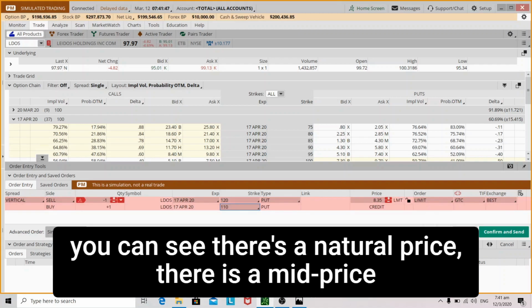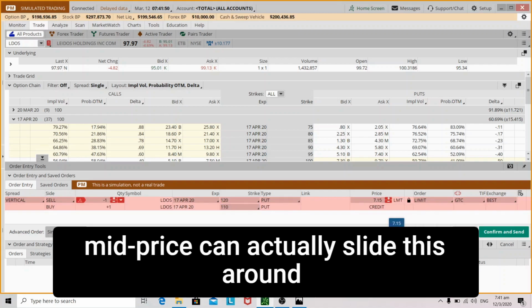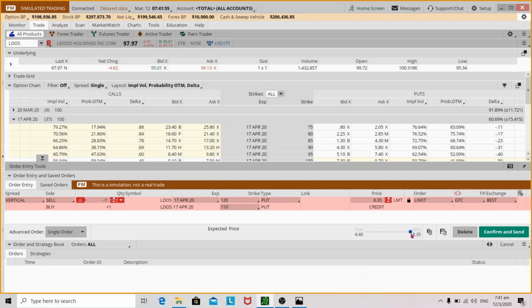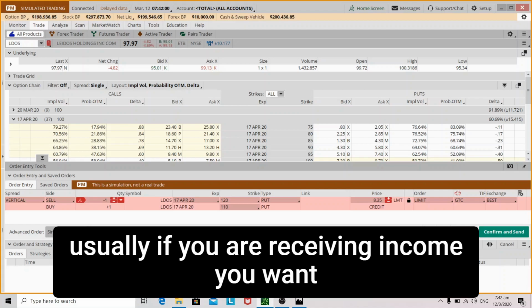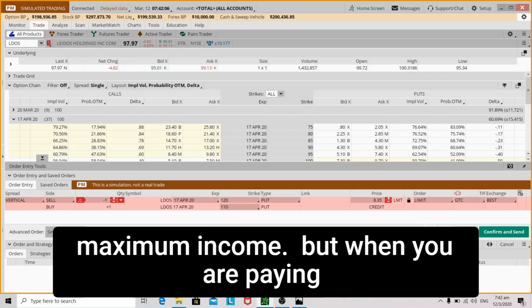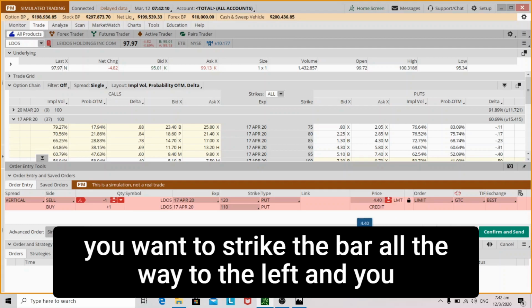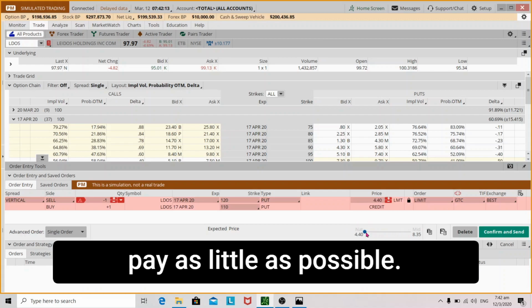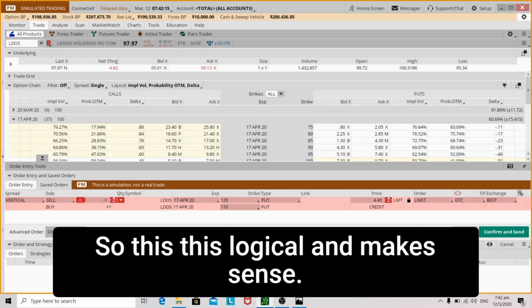Now you can see there's a natural price, there's a mid price. You can actually slide this pricing around. Sometimes you say, oh, the price has already run away from me, so what price should I get in at? Then you should look here, right? Usually if you are receiving income, you want to slide your bar all the way to the right to receive the maximum income. When you are buying something, you want to slide the bar all the way to the left, and you pay as little as possible, right? So this is logical, it makes sense.